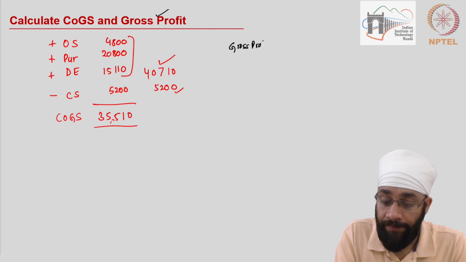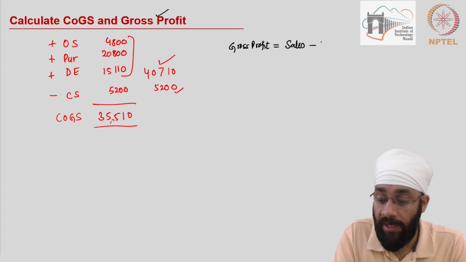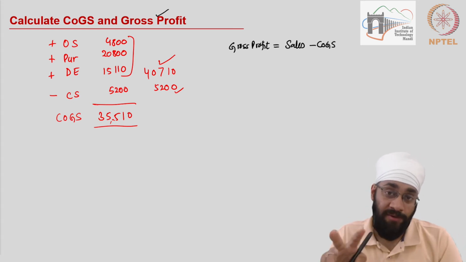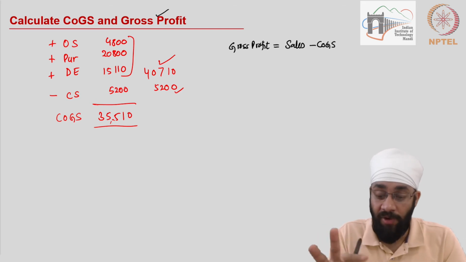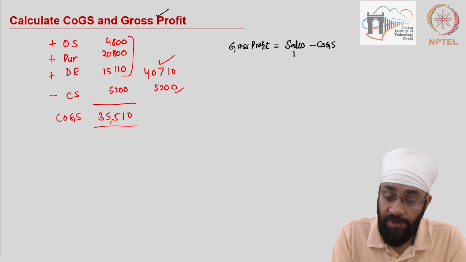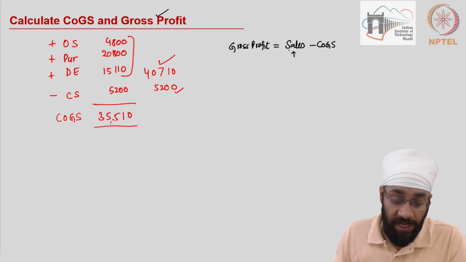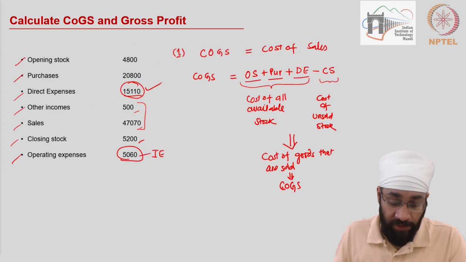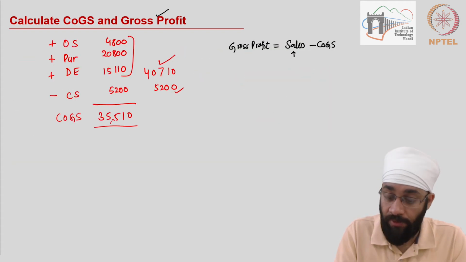Gross profit. Gross profit is equal to sales minus the cost of goods sold. So you see that cost of goods sold and gross profit are complementary to each other with respect to sales. So the sales number that you've been given is 47070.